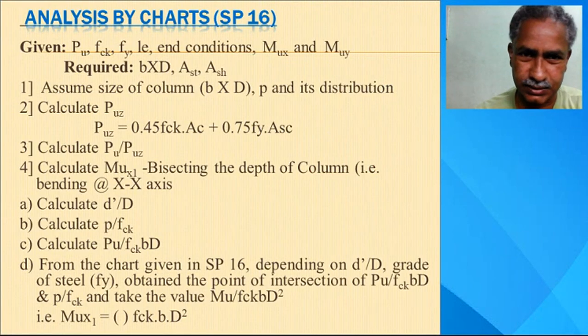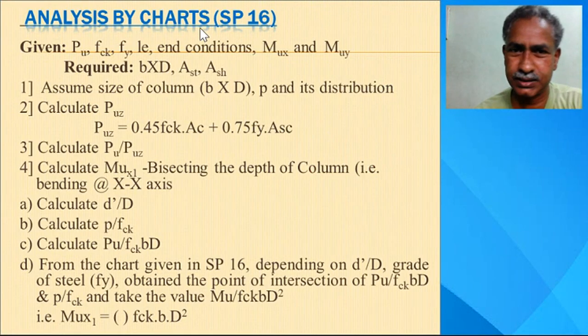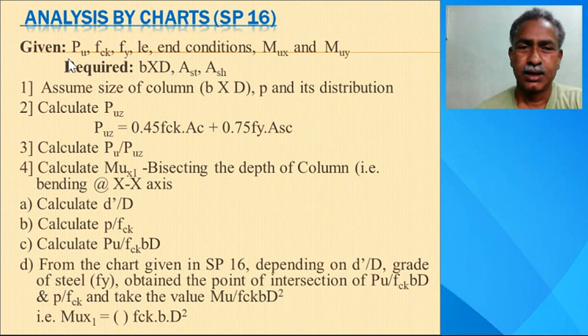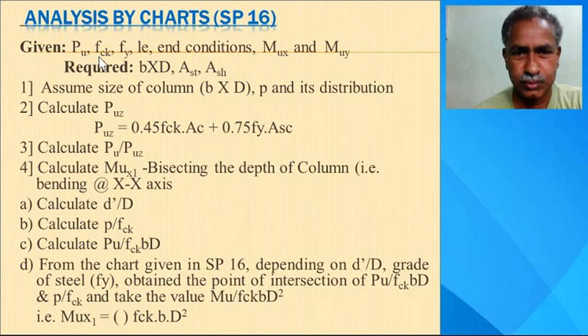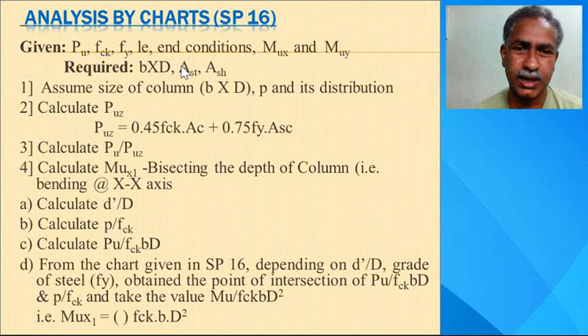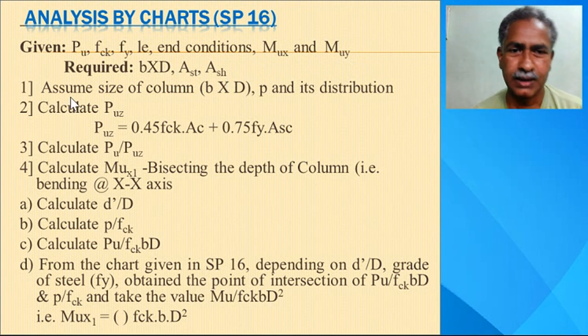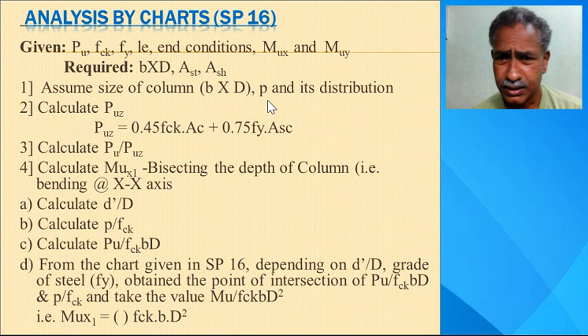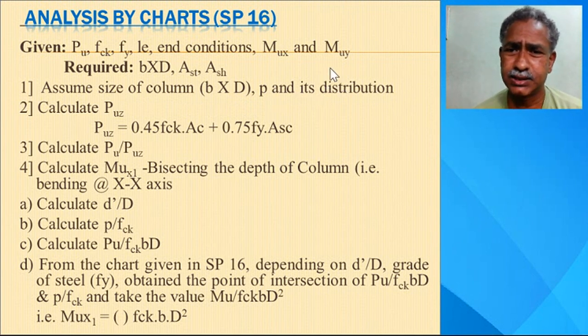Now these are the design steps. Analysis using SP16. The load on the column is known to us, as are the grade of concrete, grade of steel, unsupported length or effective length of the column, end condition, MUX and MUY. The required cross section, ASC, is to be found. First of all, we assume the size of the column, then the percentage of steel and its distribution.